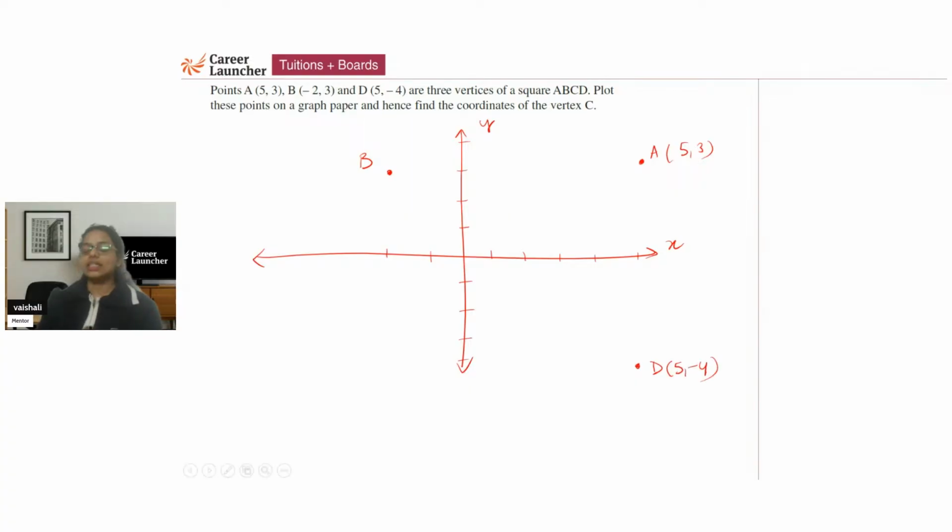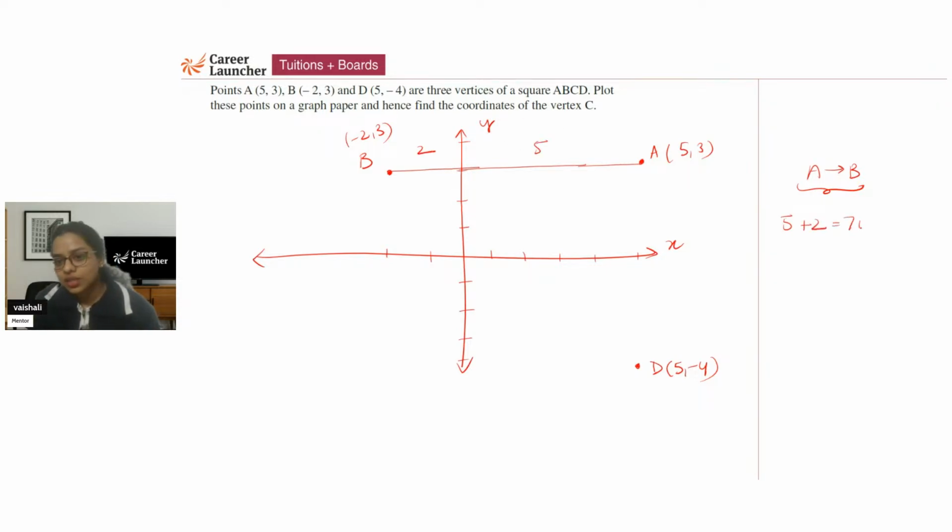Now the thing is that these are the vertices of a square which is ABCD. So what is the property that you remember of a square? All the sides are equal, right? So from A to B, what is the distance? If you will see, what is my point B? It is minus 2 comma 3. Can I say, only referring to the x coordinate, 5 plus 2? 5 units either way, 2 units either way, the total distance is 7 units. Now if this is 7 units, then from D also, the point C has to be 7 units away.